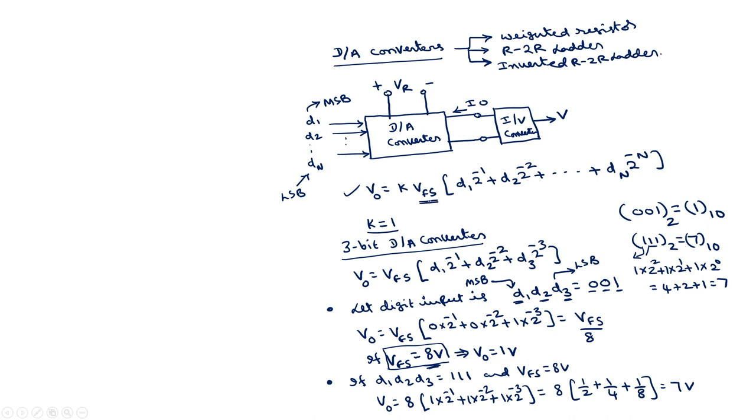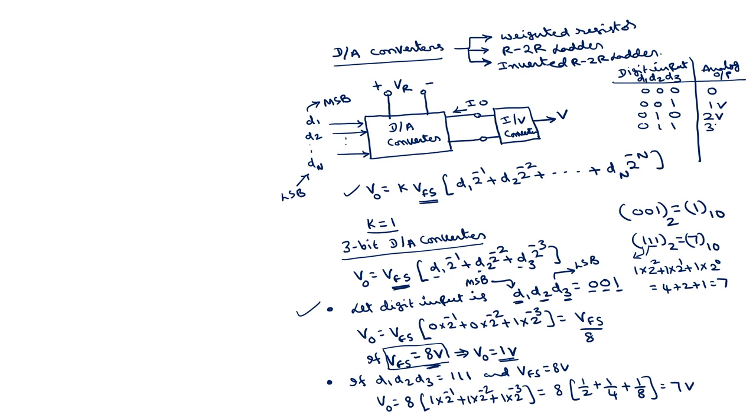So here, if I take VFS as 8 volts for this 3 bit D to A converter, we can form the table of digital input and analog output. For D1, D2, D3 equal to 0, 0, 0, you will get 0 volts, because 0 into VFS is 0. For 0, 0, 1, as you have seen here, this is 1 volt. For 0, 1, 0, in a similar manner, 2 volts. For 0, 1, 1, you will get 3 volts. And so on up to 1, 1, 1, you will get 7 volts. This is how we can convert digital to analog. Whatever the decimal equivalent of the digital input is will be the output of the D to A converter.